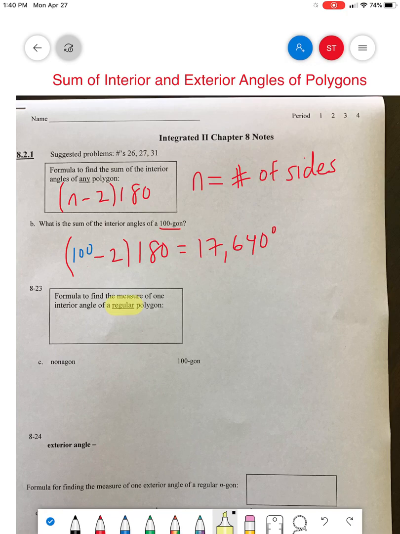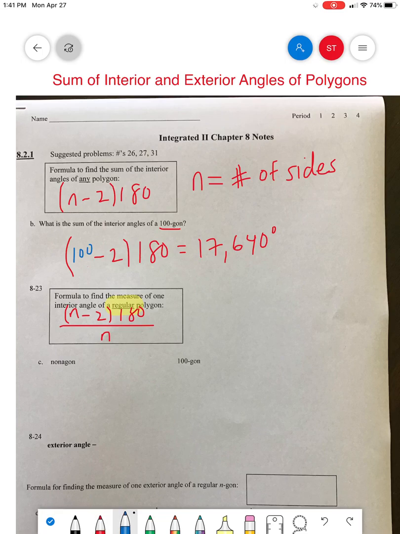Okay? Well, what if we want to find the measure of one interior angle of a regular polygon? So in this case, it's got to be a regular polygon. Okay? Well, what's the formula for that? Well, it's going to be our same formula. If we find the sum of all the angles, all you got to do is divide by the number of angles or sides, and that's going to give us one of the angles.